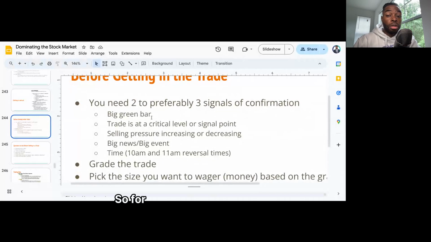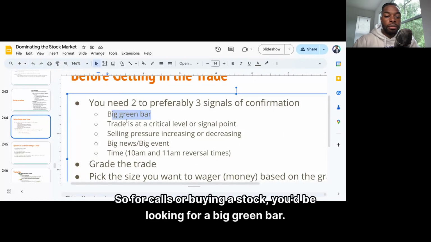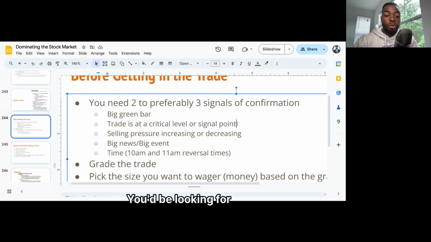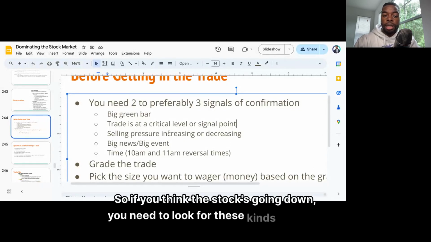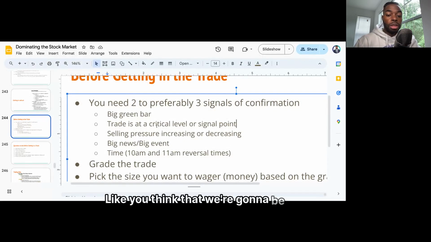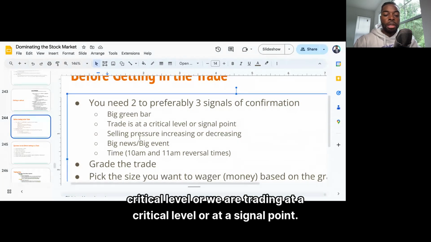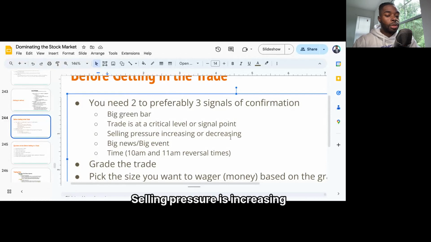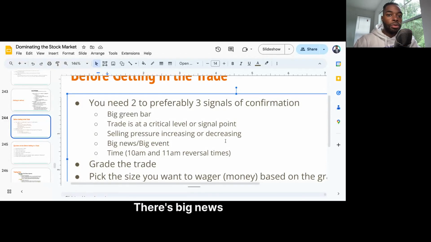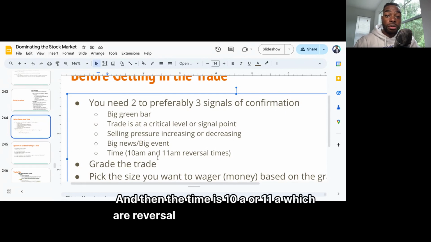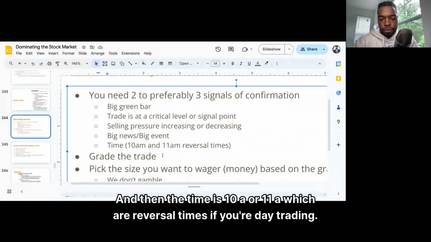For calls, or buying a stock, you'd be looking for a big green bar. You'd be looking for the trade at a critical level, and this is for puts as well. So if you think the stock's going down, you need to look for these kinds of signs, like you think that we're going to be trading at a critical level, or we are trading at a critical level, or at a signal point. Selling pressure is increasing or decreasing. There's big news or big events. And then the time is 10 a.m. or 11 a.m., which are reversal times if you're day trading.